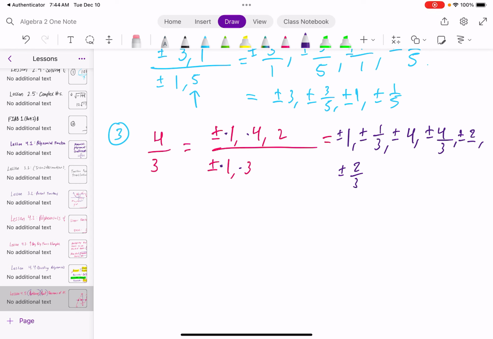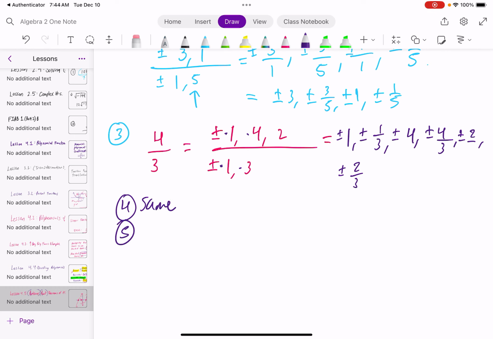Number 4. Use the polynomial below for the next 4 questions. Identify all possible roots. So this is the same thing, and it just keeps going. Number 4 is the same. Number 5.